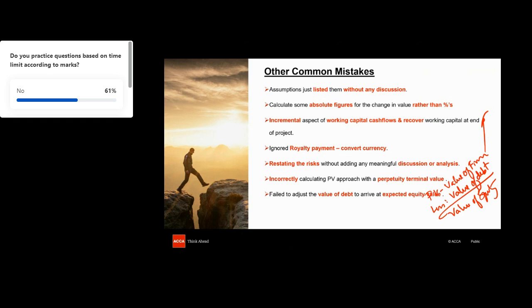And whenever the carry forward of loss came in the exam, the wrong adjustment was done. They did not adjust that loss in the subsequent year. In the tax calculation on carry forward of loss, that loss has to be adjusted against the next year's profit. The year where there was loss, no tax. And the year where there was profit, this loss is adjusted towards that profit and then you calculate the tax. So that was a very big mistake that was done by a lot of candidates.